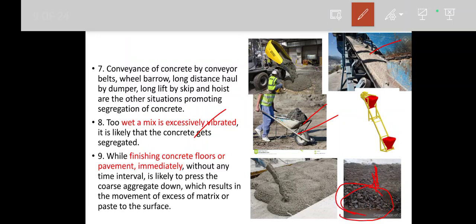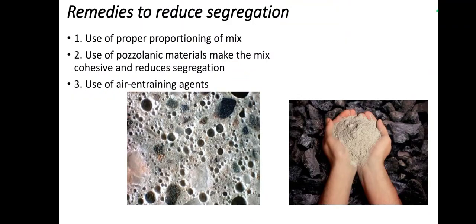When you are finishing the concrete, we should give some time interval for some settling. It is not that we start as soon as it is placed; the initial setting time is 40 minutes for PPC, so up to some 15 or 20 minutes we have to allow the concrete to settle. After that, if you do the finishing, the concrete ingredients won't be disturbed much. And what is the remedy?